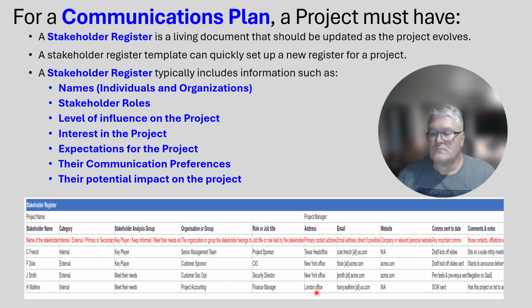Watkins. It's telling you a brief address where they're located. This might be an international type of large project. So that would be critical for the register and the communication plan to have that information. Their email addresses, their website, so you know what they look like, how communications have been sent and what's been sent to date, and then comments and notes regarding past communications with them.